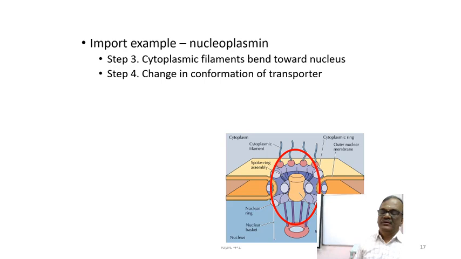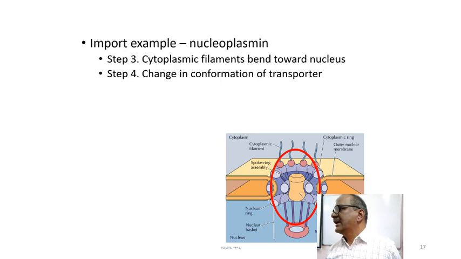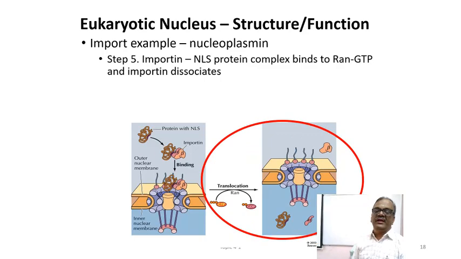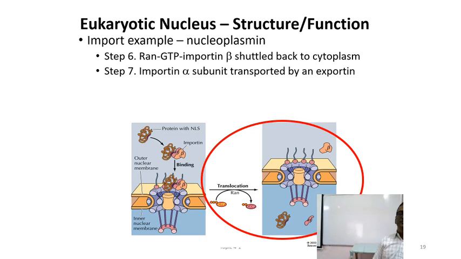Then the third step is the cytoplasmic filaments bend towards the nucleus. We have studied carrier protein and channel protein, isn't it? So for this, conformational changes have to occur. So the fourth step is, the bending already occurs in the filament, so conformational changes occur in the transporter. Then with the help of active transport, that is the GTP, the imported NLS protein complex binds to the RAN GTP and importin dissociates. Then next, RAN GTP and importin beta are shuttled back to the cytoplasm.